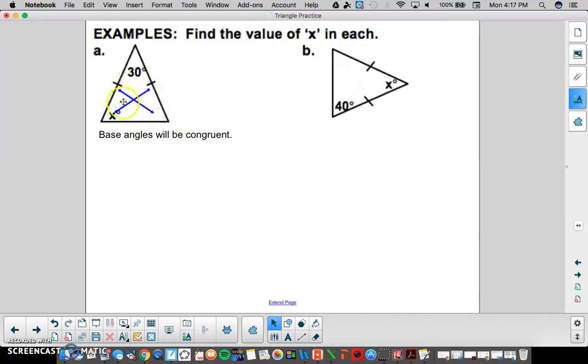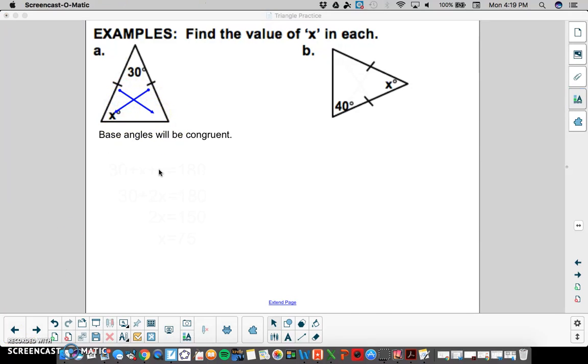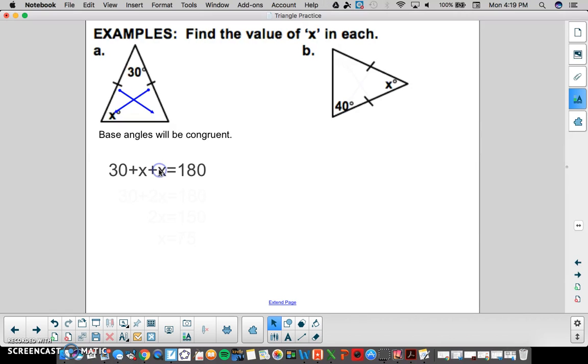Well, if all three angles add to 180 degrees, so we would have 30 plus x plus x equals 180 because those base angles are the same value. So we have 30 plus 2x, subtract 30, and divide by 2. So each of those base angles would be 75.